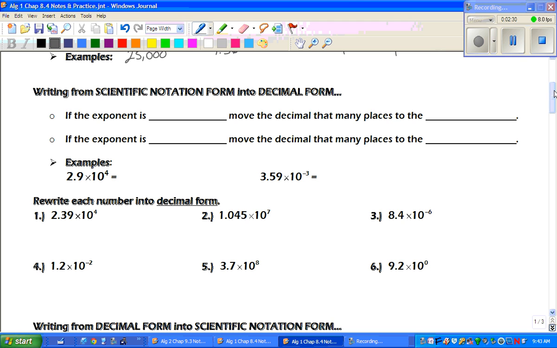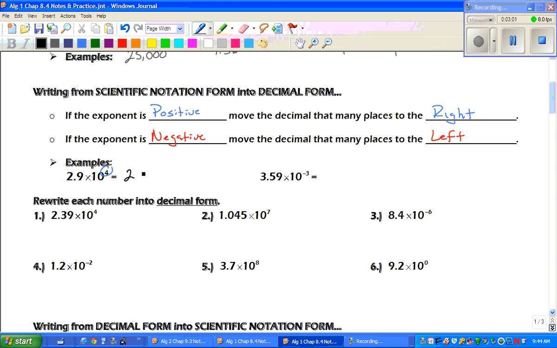All right. Writing from scientific notation form into decimal form. So if the exponent is positive, move the decimal that many places to the right. And if it is negative, we're going to move that many places to the left.